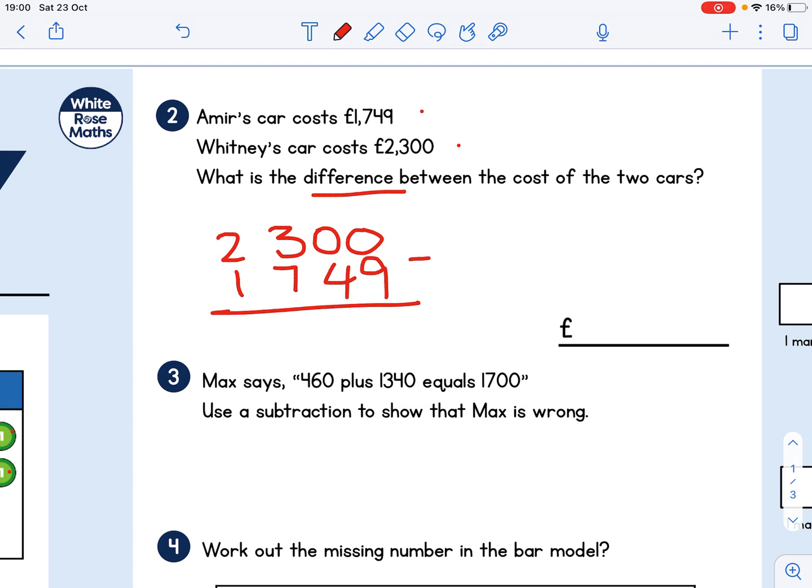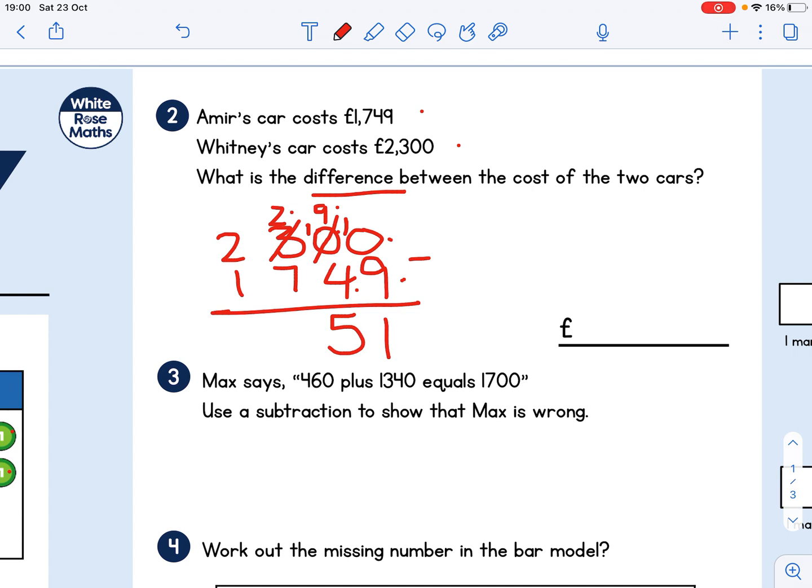1,749. Now, there's going to be a few exchanges here. We can't do 0 take away 9 in the column method, and we can't borrow anything from this 0 here. So we're going to take from the 3, so it now becomes 2. We can put the 1 there, so it becomes 10. We take from here, so it becomes 9. And we give to the last column, so it becomes 10. So now we can start. We can do 10 take away 9 is 1. 9 take away 4 is 5.